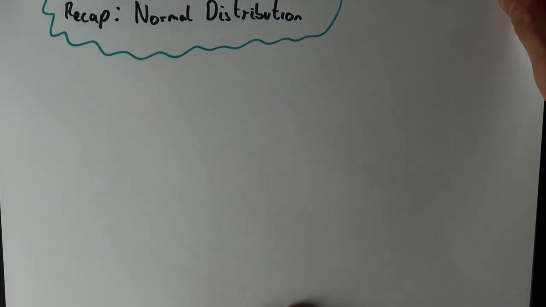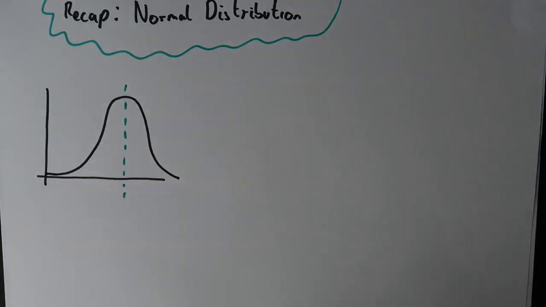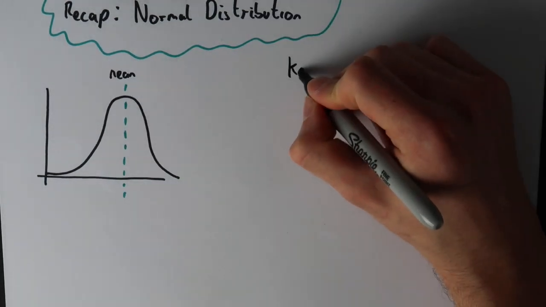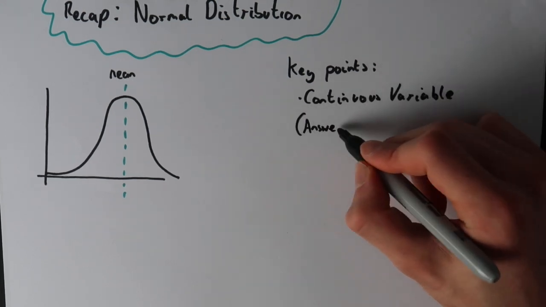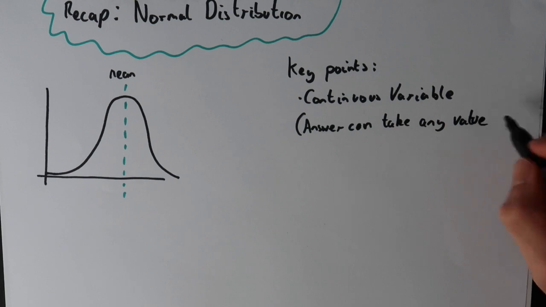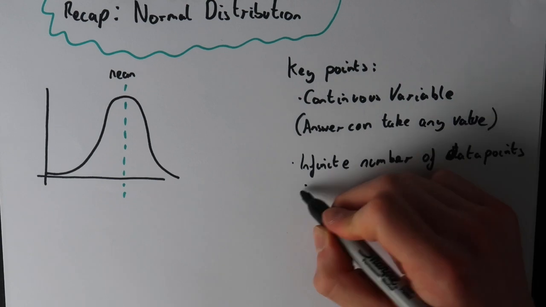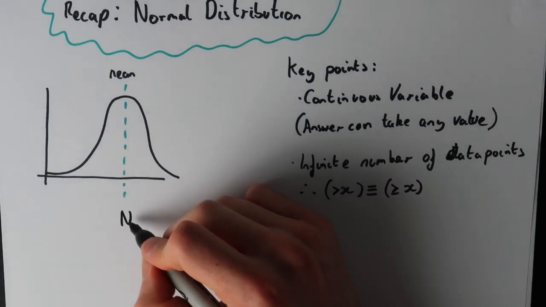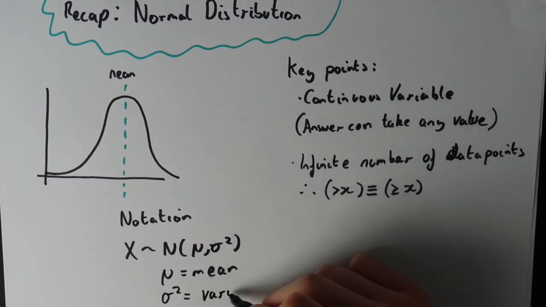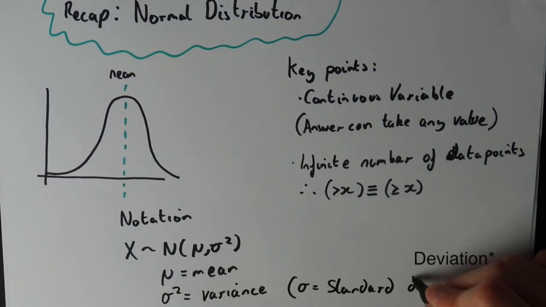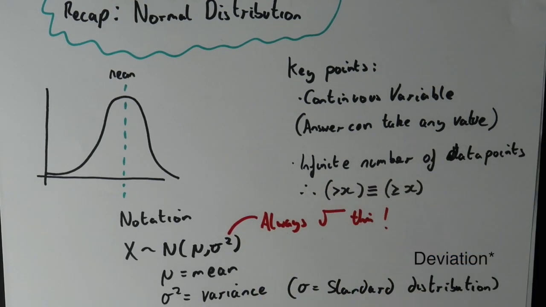The normal distribution is a distribution that models a continuous variable, such as the length of time a lamp shines or the height of people. Unlike the binomial distribution, there are an infinite number of data points along the line. This is important because there is no difference between less than and less than or equal to in this distribution. The normal distribution notation is X is modeled by the normal distribution with mean mu and variance sigma squared. Make sure you always root the sigma squared value, because you will always be calculating with regards to the standard deviation, which is sigma.